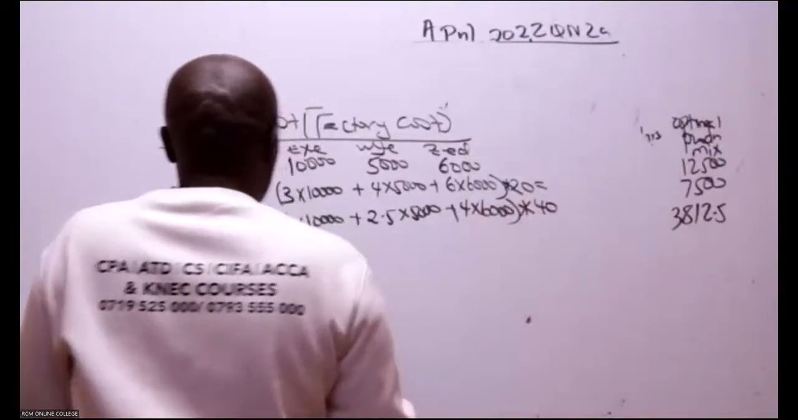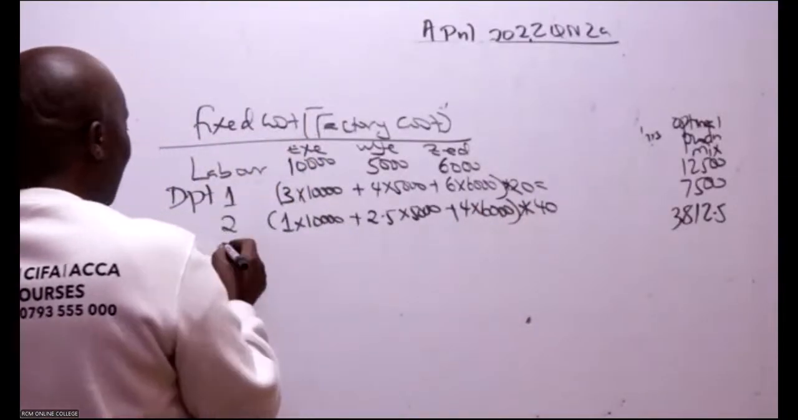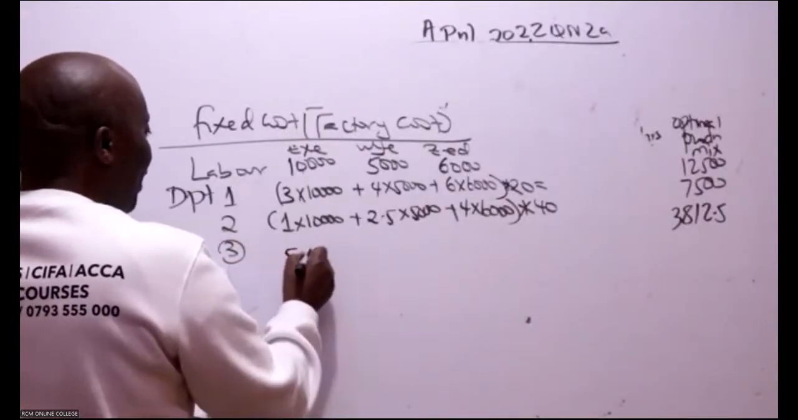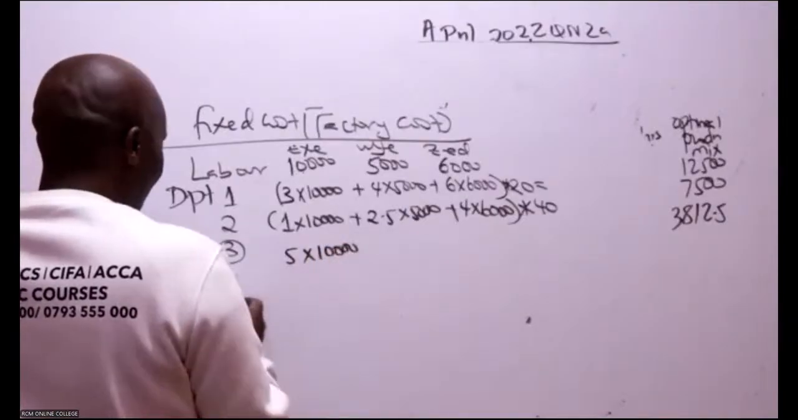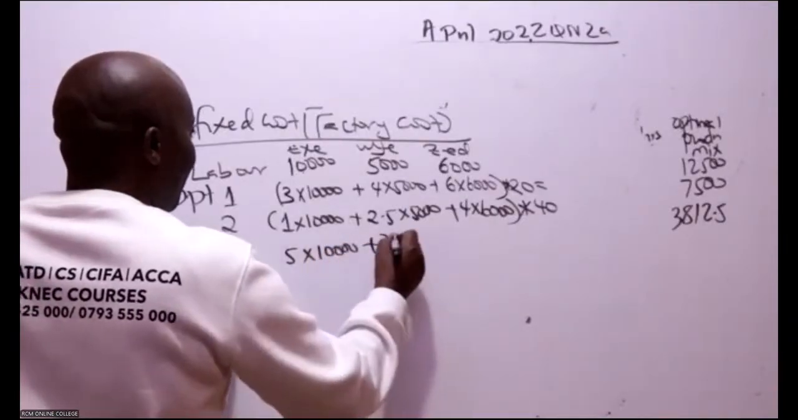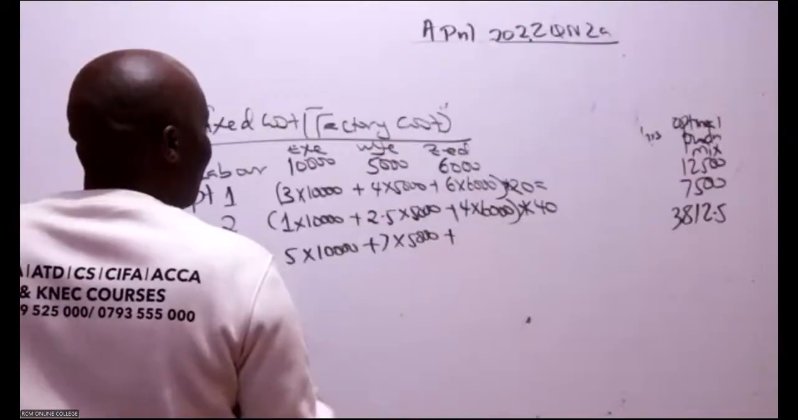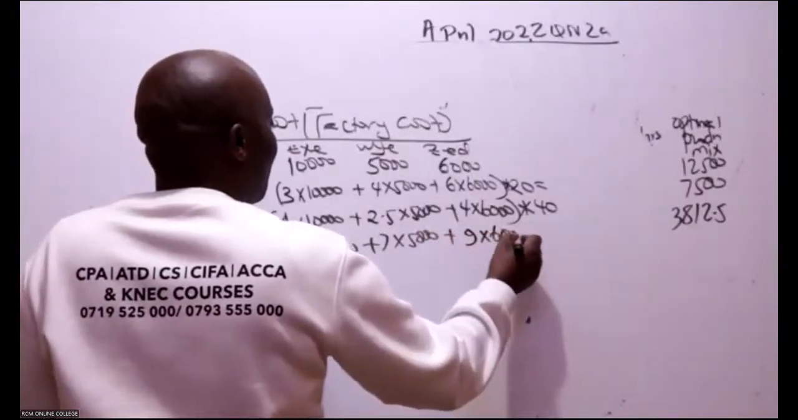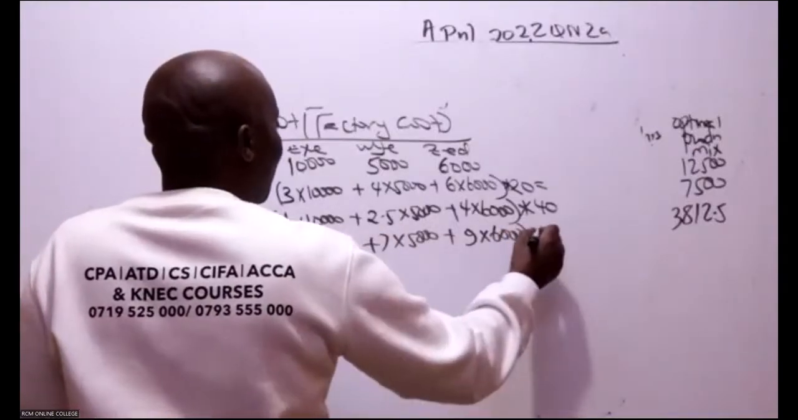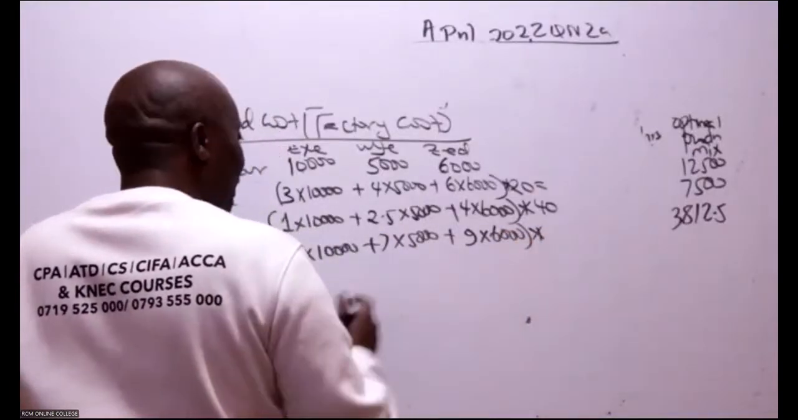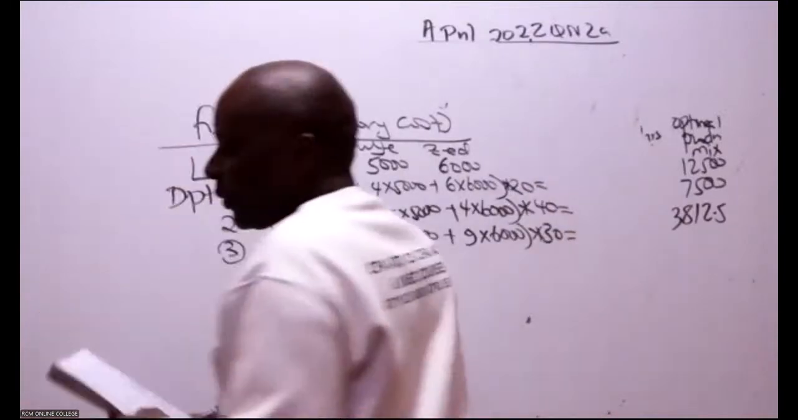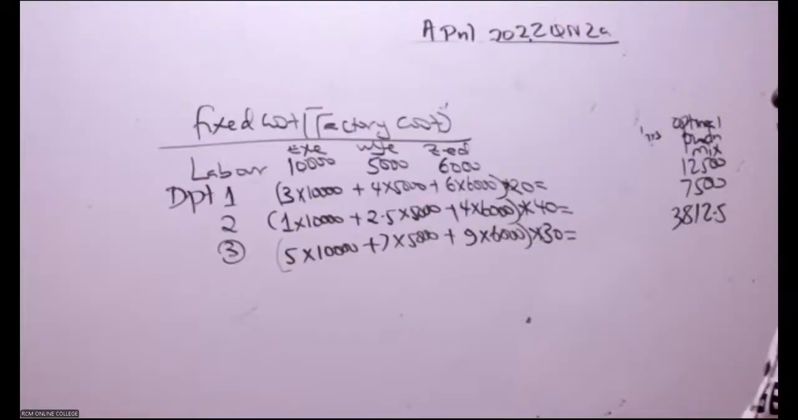Then we have department 3. I can see 5 times 10,000, plus 7 times 5,000, plus 9 times 6,000. Whatever we get, we shall multiply by the rate in department 3. Please write this and then give me these answers.